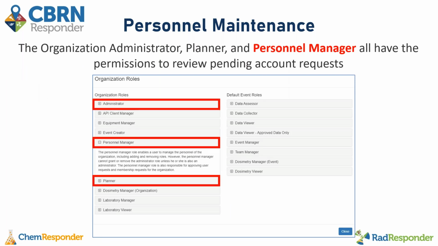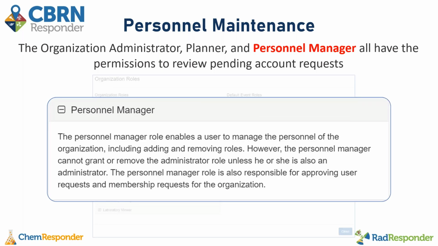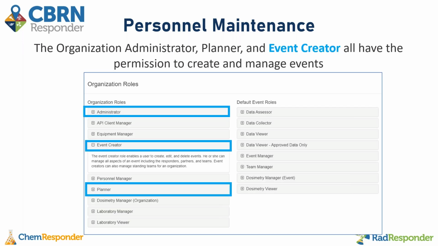The organization administrator, planner, and the personnel manager all have the permission to review pending account requests. The organization administrator and planner will be responsible for other tasks. So if you give the role of the personnel manager to a specific user, this will be their responsibility. The event creator, along with the organization admin and planner, have the responsibility to create and manage events.